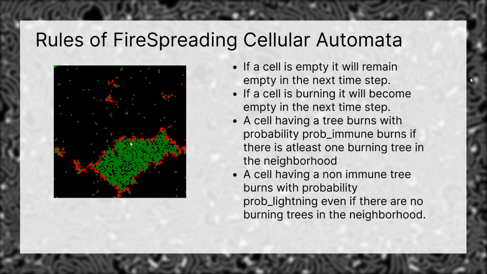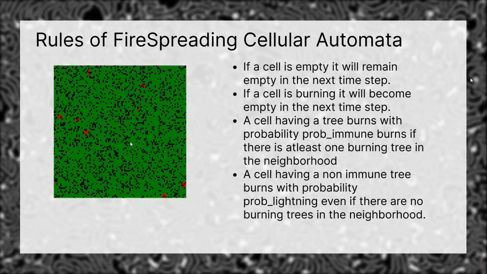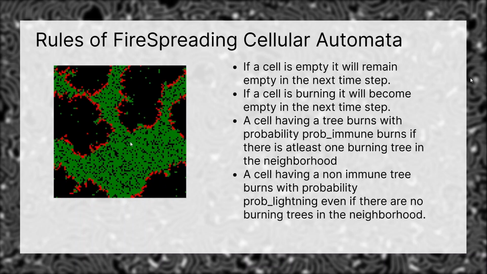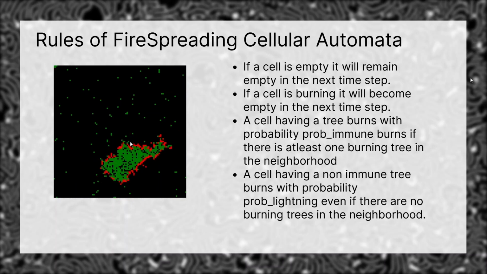For that, we have employed two new probabilities: prob immune, meaning the probability that the tree will not catch fire, and prob lightning, meaning the probability of lightning hitting the site. If there isn't any tree burning in the von Neumann neighborhood, then the cell will remain as it is, else we will generate a random number, and if it is less than prob immune, the tree occupying the cell will remain as it is, else it will burn.